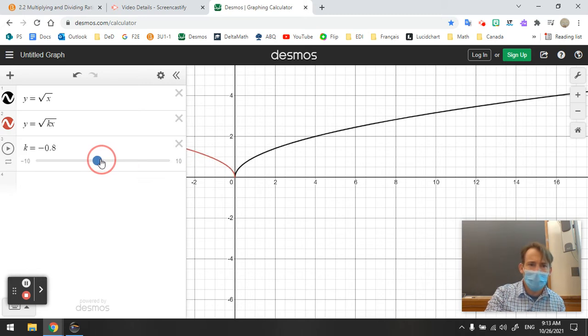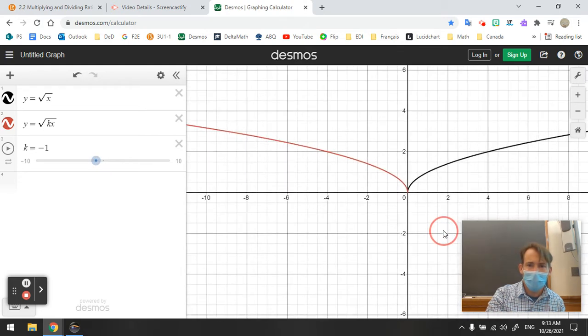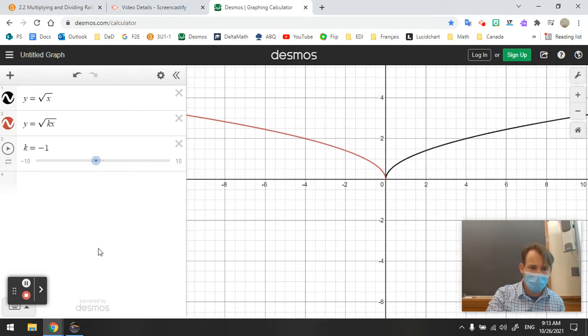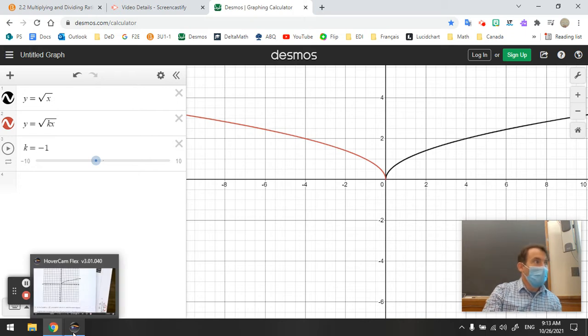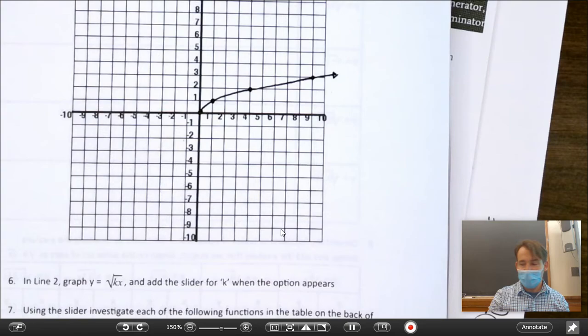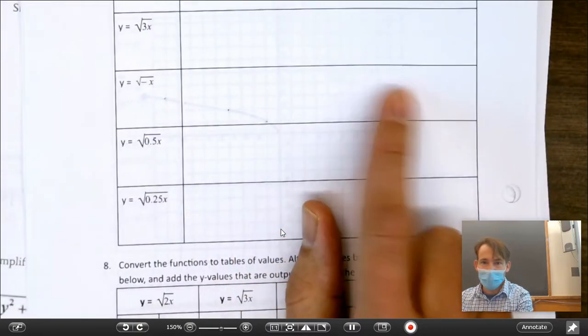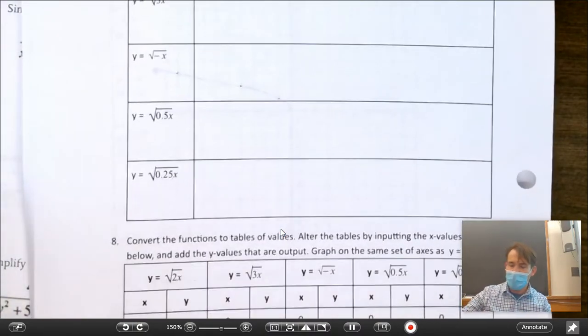How would you describe a k of -1? How would you describe what's happening to that function there? Reflect on the y-axis. Now it seems like it's mirroring. Yeah, that's great. That's a great realization. So as you flip over, you'll notice that k is -1 is one of the things you're investigating here.